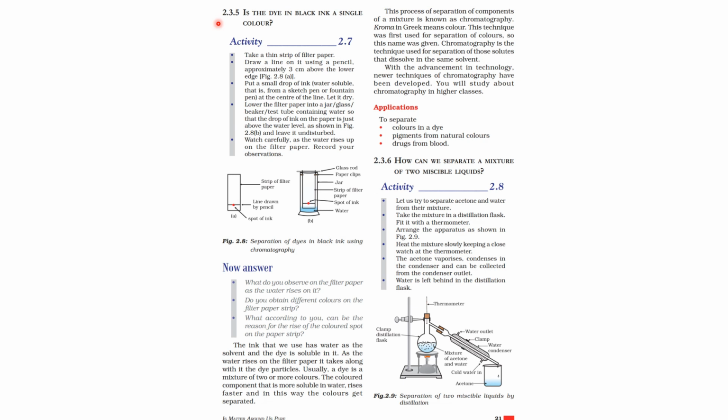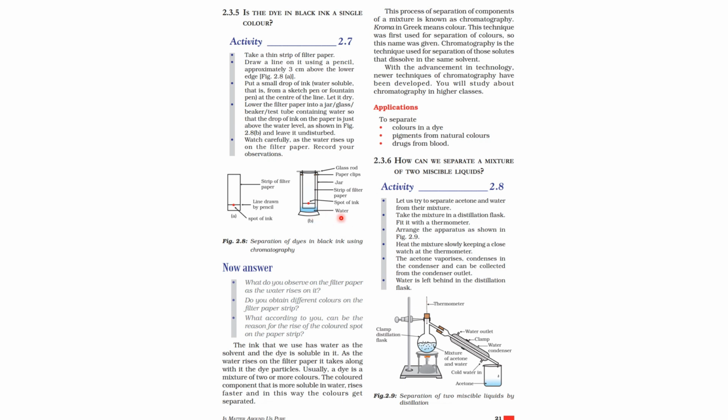Next, we are going to learn: is the dye in black ink a single color? Take a thin strip of filter paper, draw a line on it using a pencil approximately 3 cm above the lower edge. Put a small drop of water-soluble ink, from a sketch pen or a fountain pen, at the center of the line. Let it dry. Lower the filter paper into a jar, which can be a glass, beaker or test tube containing water, so that the drop of ink on the paper is just above the water level, as shown here, and leave it undisturbed.